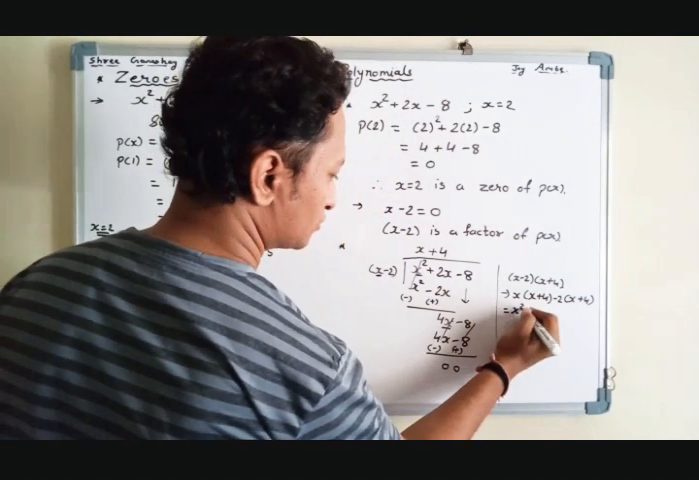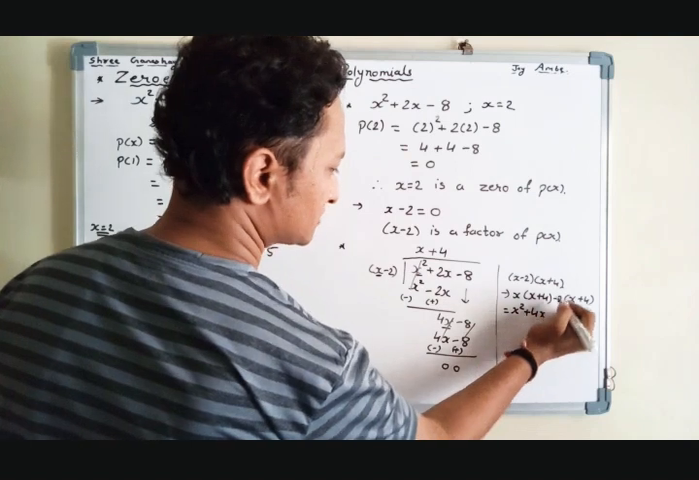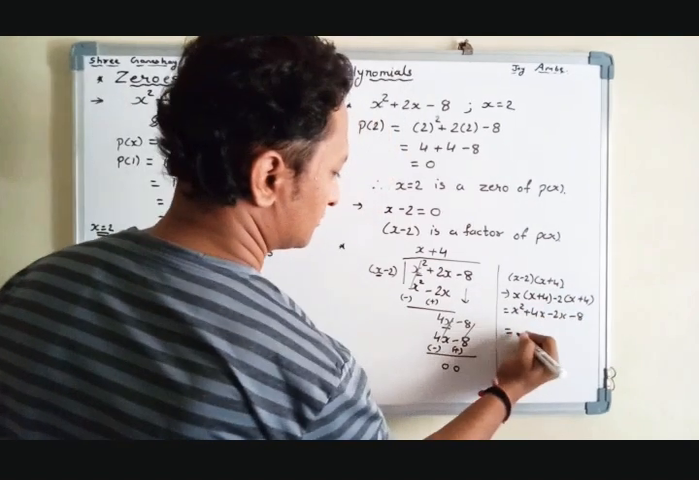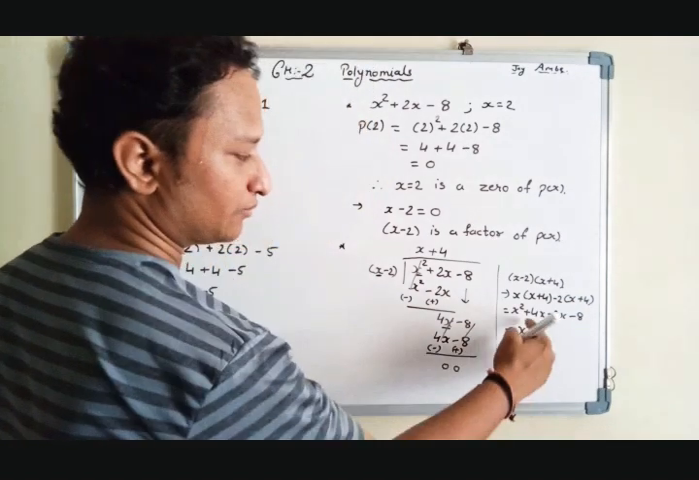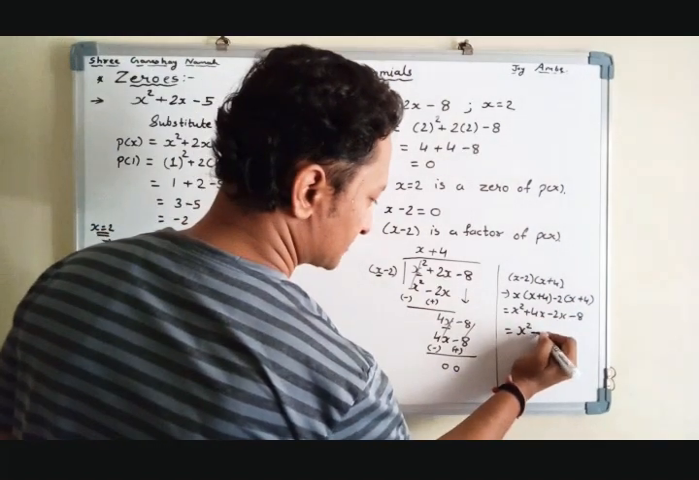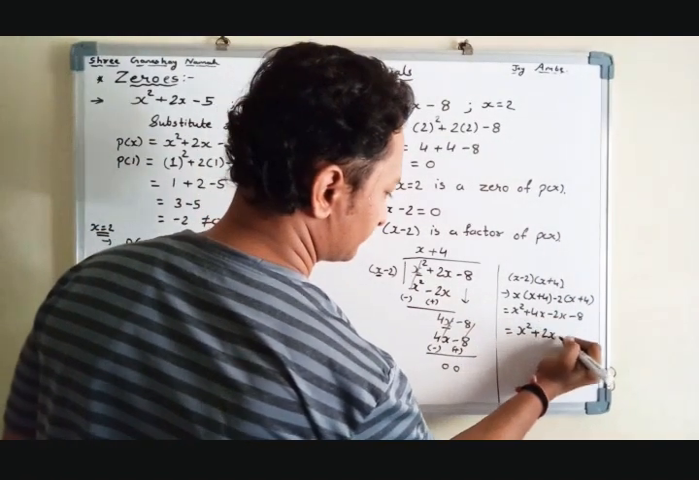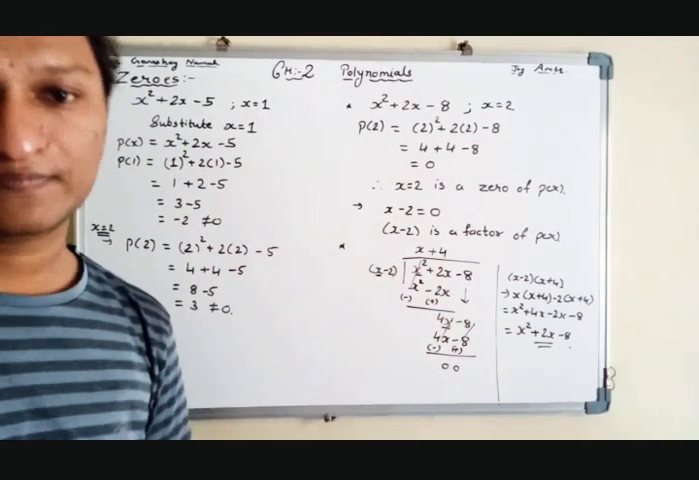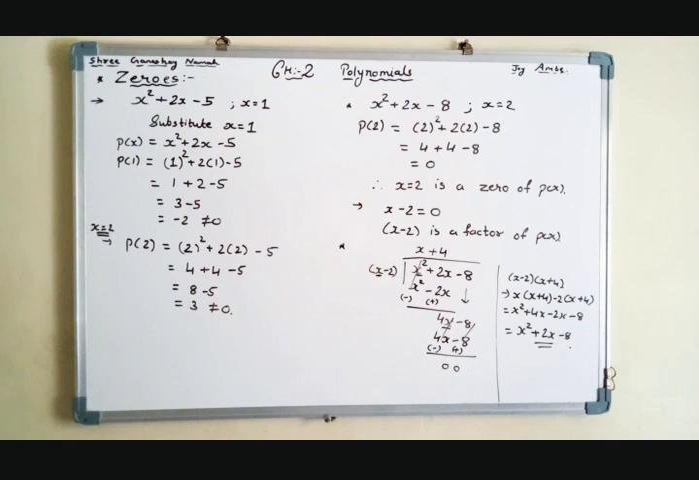X into x, x square plus 4x minus plus minus 2x minus plus 1. X square plus minus minus, but the sign will be of the bigger term. Okay, get that?